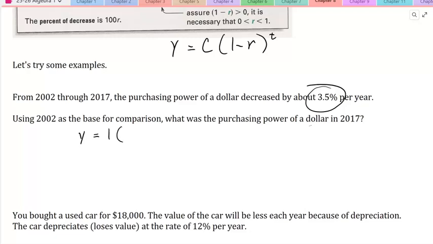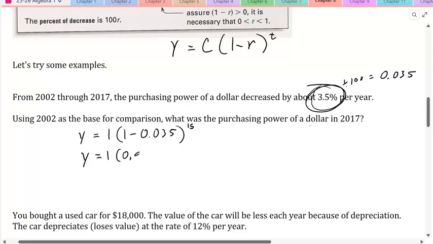Okay. Then we multiply that times 1 minus, now the 3.5% as a decimal, we'd have to divide that by 100, and that equals 0.035. And let's see, from 2002 to 2017, that's a time span of 15 years. Okay, so then we have y equals, now we do the part that's in parentheses first, so 1 minus 0.035 is 0.965. All right, that's to the 15th power.